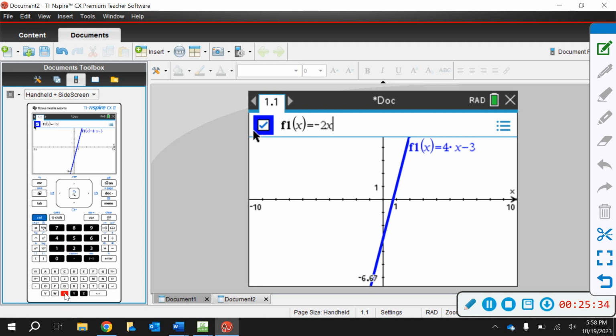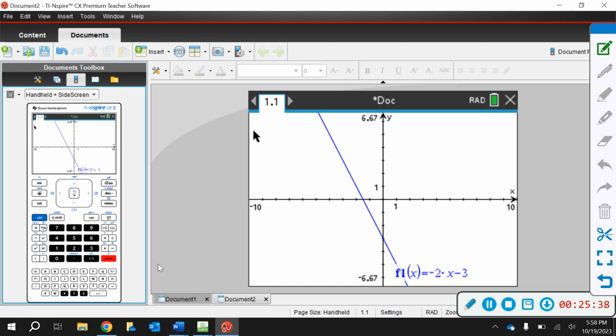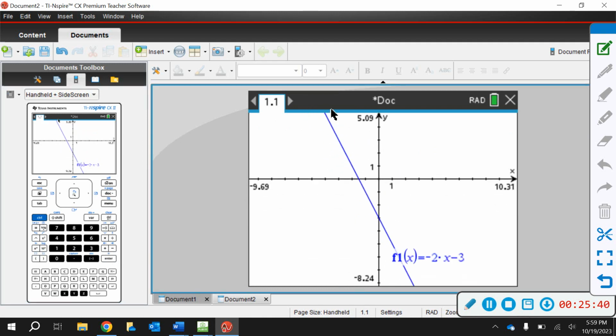-2x, and then you're going to do -3, and then enter. That's my line now. It's going down. Of course it would go down because my slope is negative. But now I just need some points. Well, I know that just looking at this, my y-intercept is -3, right? So now I just need some points to graph.